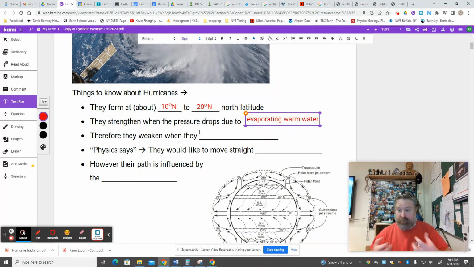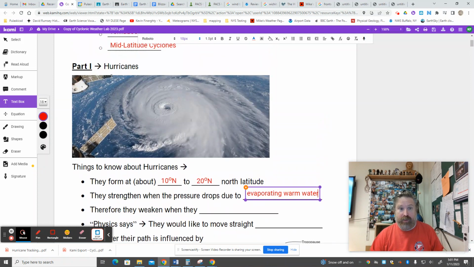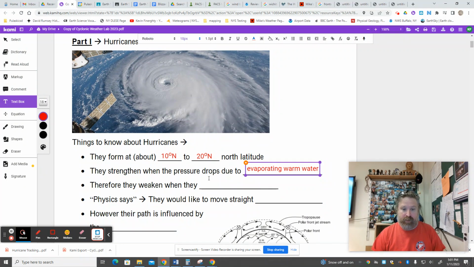That's what is going to continue to strengthen and continue to build the hurricane. It's like a positive feedback loop. As the more water evaporates, the pressure drops, the winds get stronger, which means more water evaporates, which means the pressure drops further, which means the winds get stronger, and so on and so on and so on. That perpetuates it. But therefore, they weaken when they hit land or cold water.